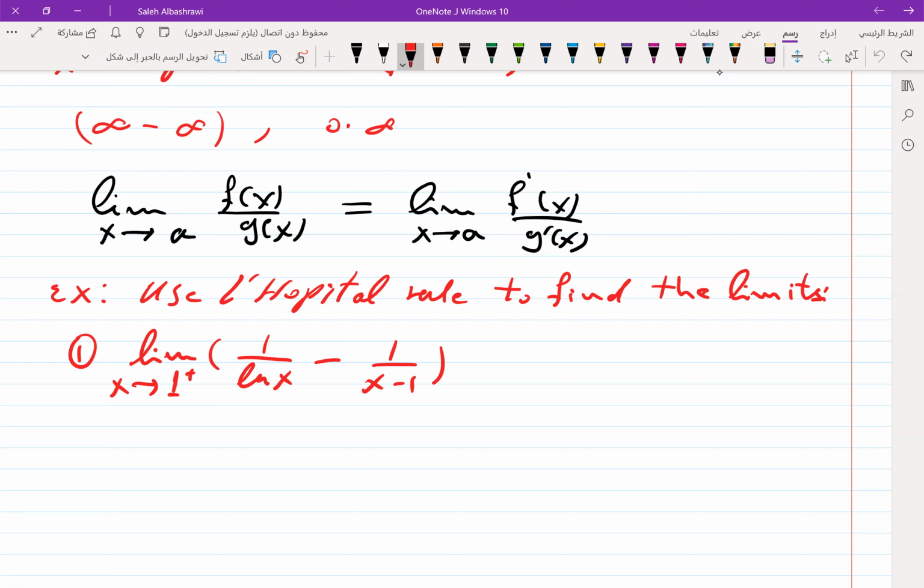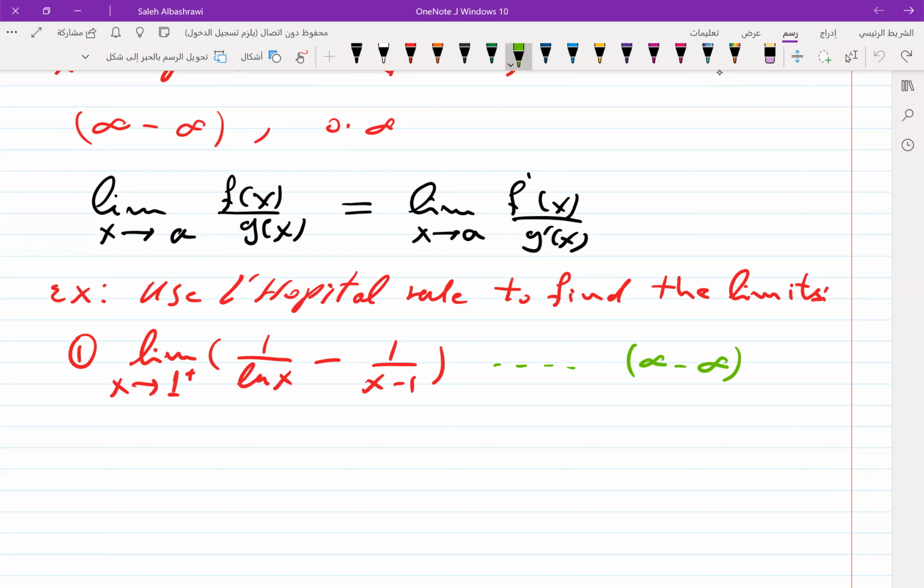We know that the limit of ln of 1 is equal to 0. So 1 over 0 is equal to plus infinity, and minus 1 over x minus 1, when x goes to 1 plus, I will have also 1 over 0 plus, which is infinity. So this is infinity minus infinity. This is of the form infinity minus infinity, so it is an indeterminate form. We don't know what the limit is in this case. Is it 0? We are not sure.